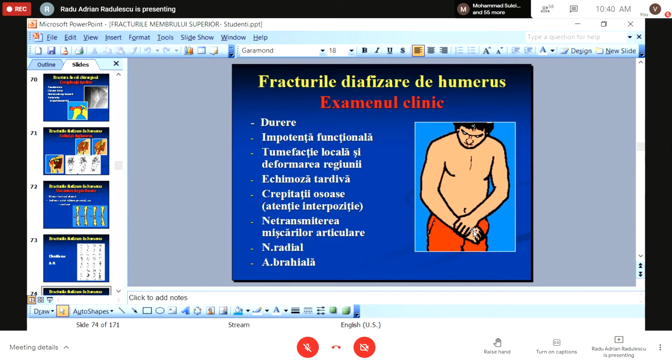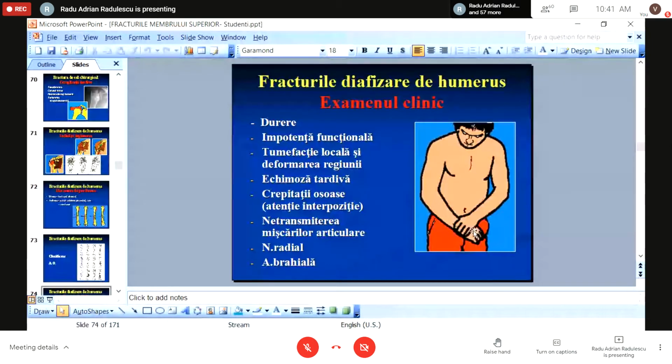Well, the clinical examination will show us local swelling. Also, the examination is done in comparison with the other side. A late ecchymosis, which I have already mentioned, which is a clinical finding in probably all the fractures. Also, we hear crepitation at the level of the bone, and non-transmission of the articular movements of the neighborhood joints.